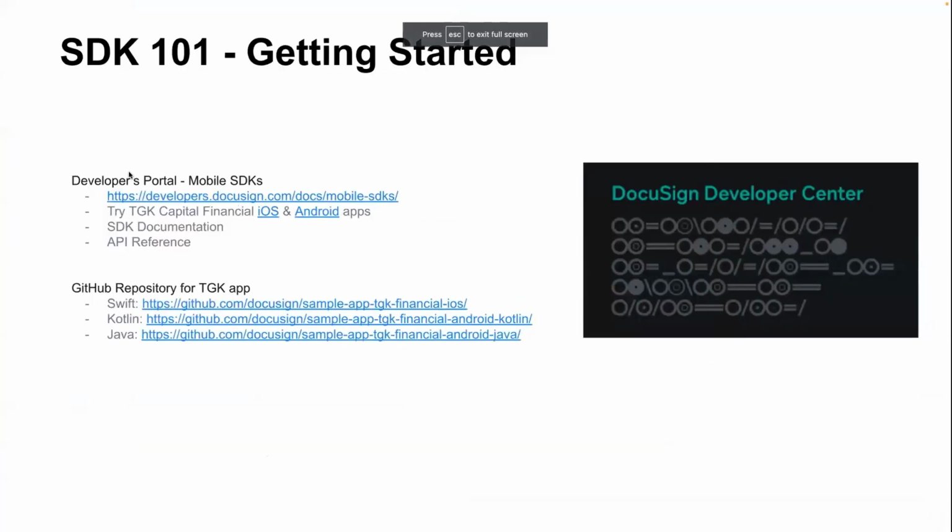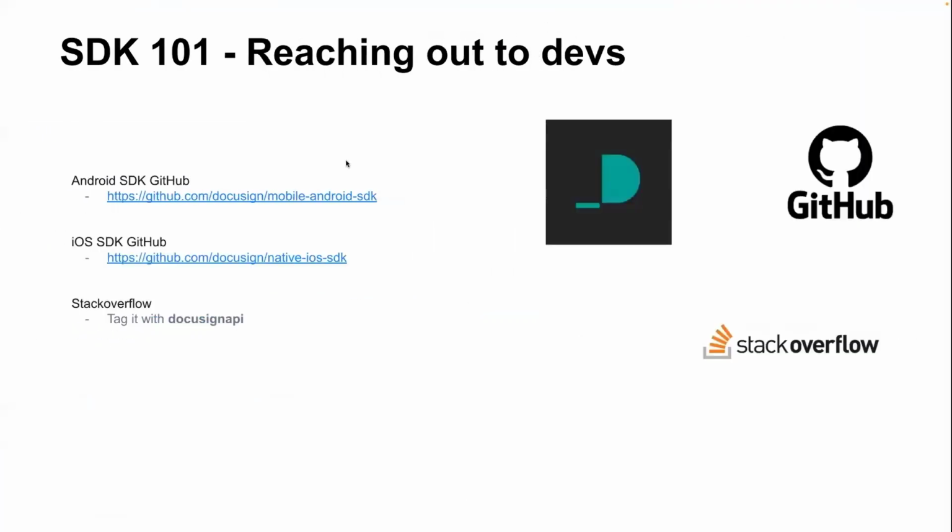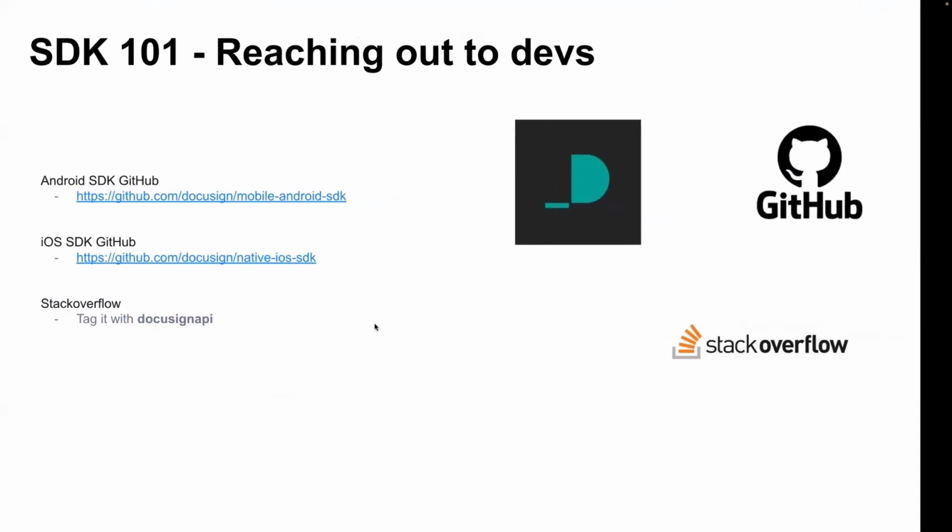So just to recap, we went through the developers portal and all of these resources. We also took a look at the SDK repo for iOS and Android. And if you go on Stack Overflow, please tag it with DocuSign API. And right here, we will jump to the questions and answer session.